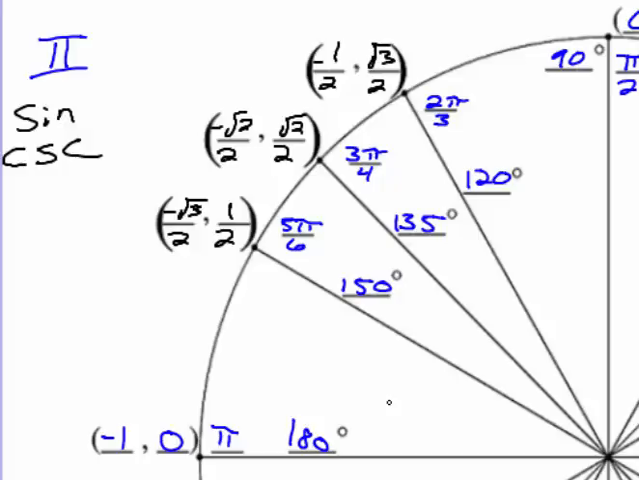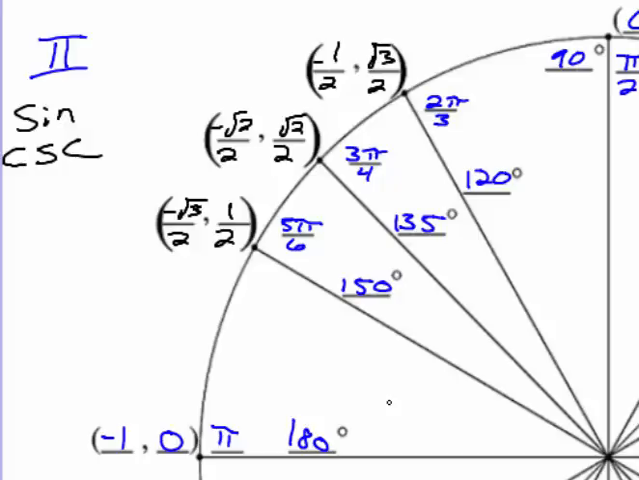All right, what's the tangent of 45? 1. So what's the tangent of 135? Negative 1. What's the tangent of 60? Square root of 3. So what's the tangent of 120? Negative square root of 3. So any questions on the first two quadrants?